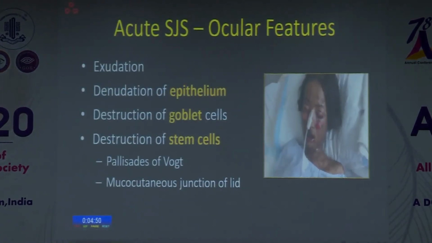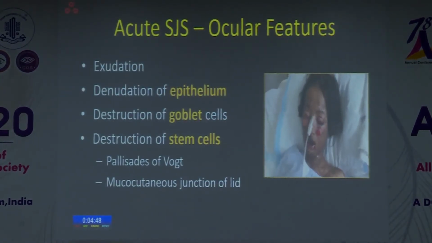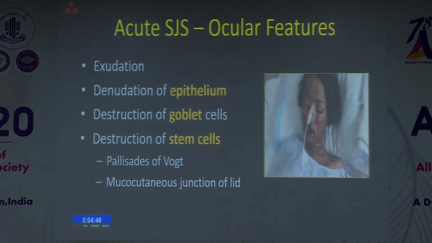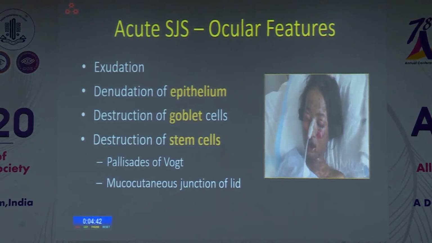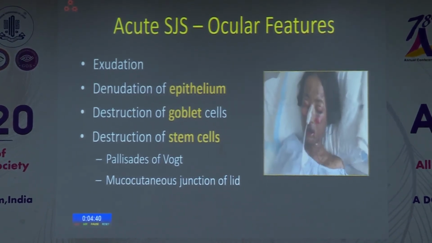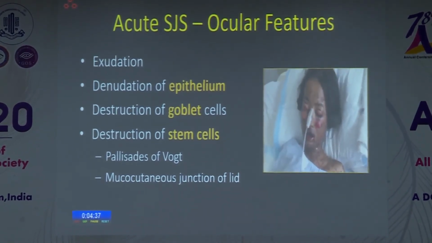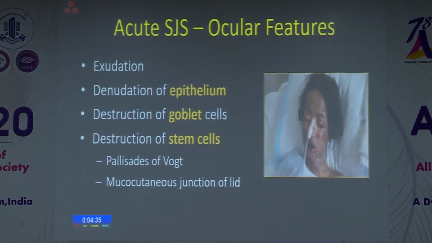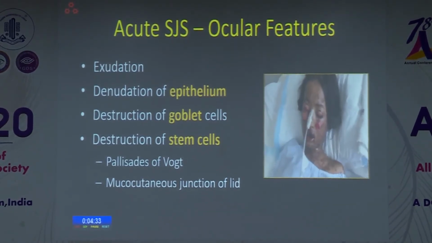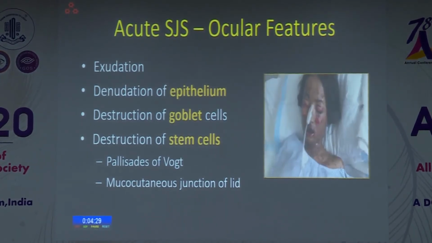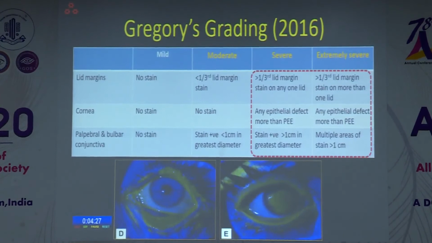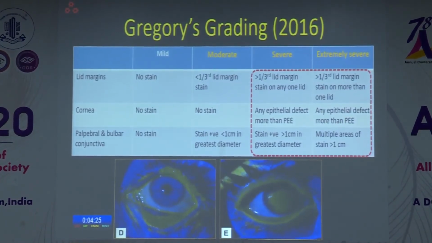Stevens-Johnson syndrome is a completely different ball game, and the purpose of the video is to show that the surface of the skin is denuded and the patient is often on life support, and doing an amniotic membrane transplantation in the ICU setting is difficult and backbreaking. And in SJS there is denudation of the epithelium, goblet cells and stem cells, both from the palisades of Vogt and the mucocutaneous junction. Gregory's grading shows that in severe and extremely severe varieties, AM transplantation should be done within 48 hours.